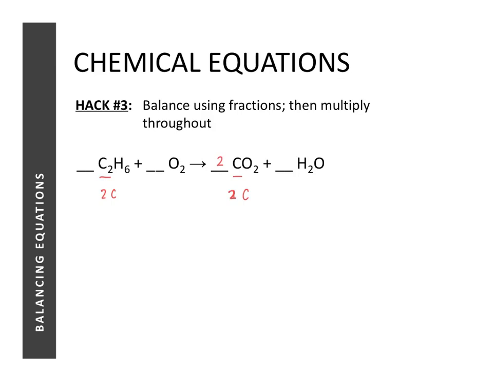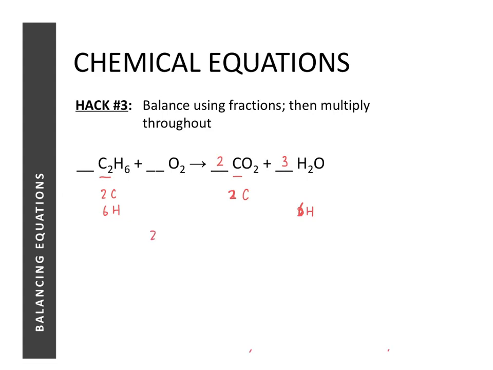Next, we'll try to balance the hydrogen atoms. Now if we look at the number of hydrogen atoms on the left, we have 6 hydrogen atoms. We only have 2 hydrogen atoms on the right. So how do we balance it? It is by adding a 3 in front of H2O, and once we do that, we end up with 6 hydrogens on the right. The last thing that we need to balance is that of oxygen.